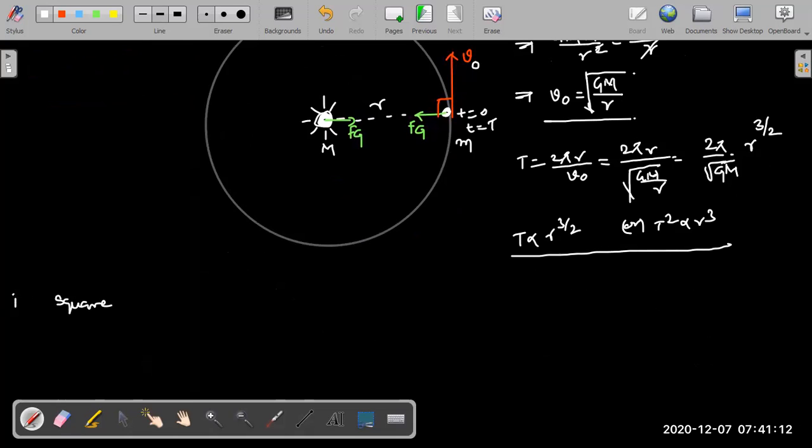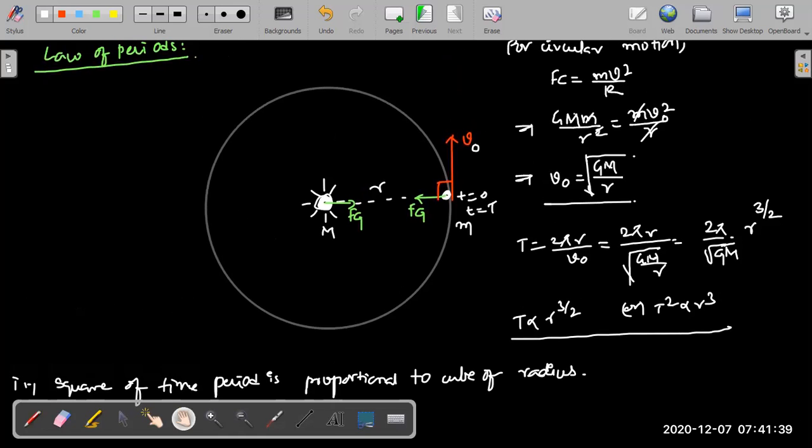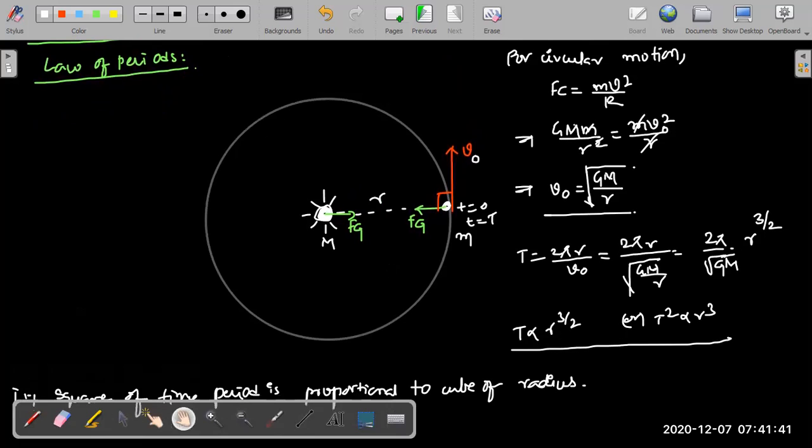Square of time period, cube of radius. Understood the logic? Yes, sir.